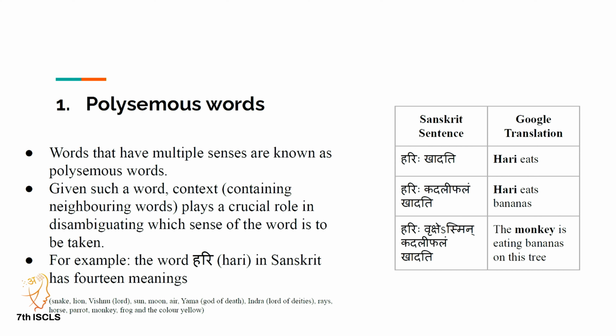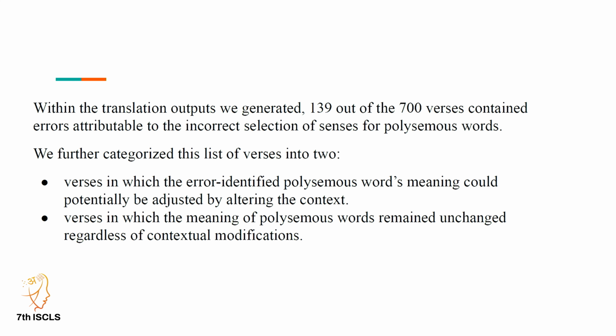I said harihi khadati, it said hari eats. I said harihi kadali phalam khadati, it said hari eats bananas. But when I said harihi vrikshesmin kadali phalam khadati, the sense of hari was disambiguated, and I got the monkey is eating bananas on this tree. I did try modifying the context to obtain other meanings, but it was not possible. It didn't give me the meanings.